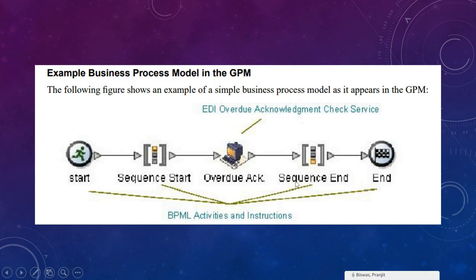But sequence start and sequence end actually is needed when you have more than one service or adapter in your business process, right? That is the reason, ideally, that is a best practice. You always start with start, sequence start, and end with sequence end and an end, because typically a business process will not only have a single service and adapter, it will always be a combination of services and adapters, right? So it's always good to use these BPML basic stencils for any business process development.